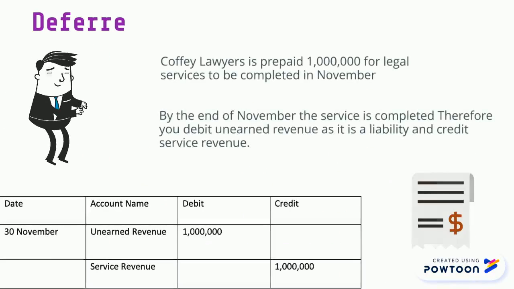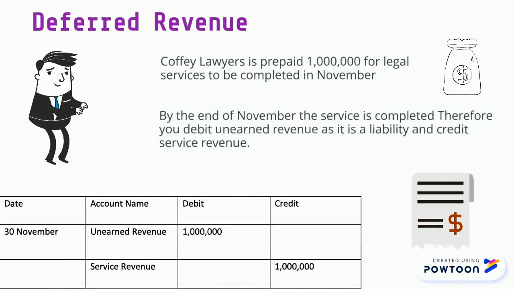First of all, deferred revenue is when a business receives cash before the revenue is earned. For example, Coffee Lawyers is prepaid $1 million for legal services to be completed in November. By the end of November, the service is completed. Therefore, you debit unearned revenue as it is a liability and credit service revenue.